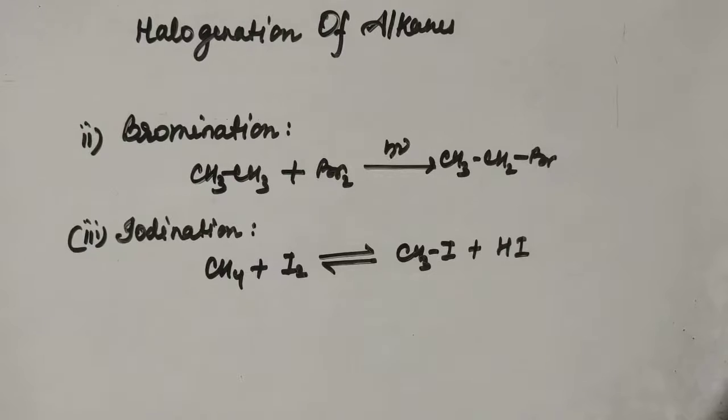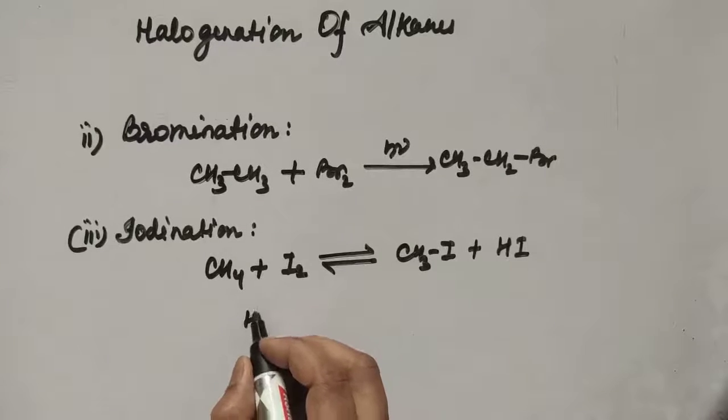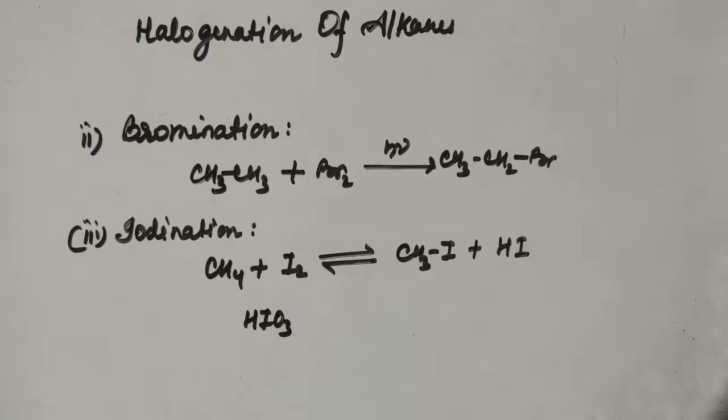However, the iodination can be carried out in the presence of an oxidizing agent such as iodic acid. Iodic acid is HIO3. In presence of this acid, iodination can be carried out. Otherwise we can use nitric acid also. What is the purpose of using this? This oxidizes HI to I2, or in the presence of mercuric oxide, we can also carry out iodination, which eliminates HI as insoluble mercuric iodide.